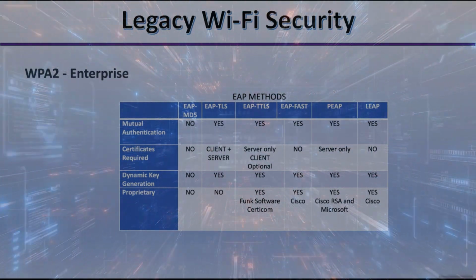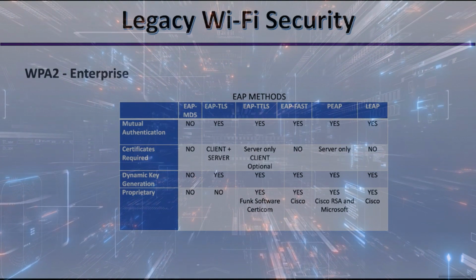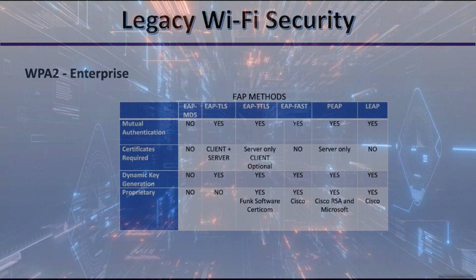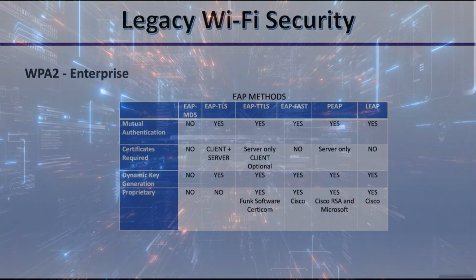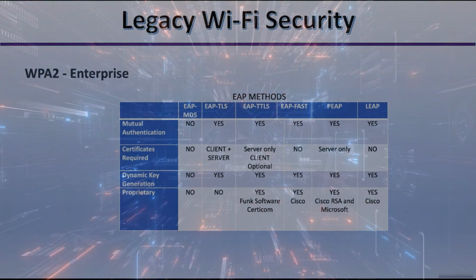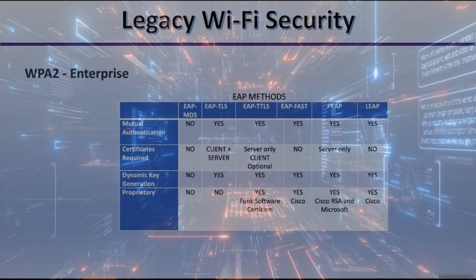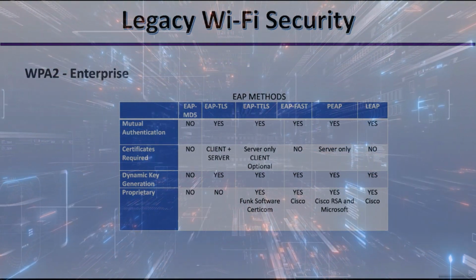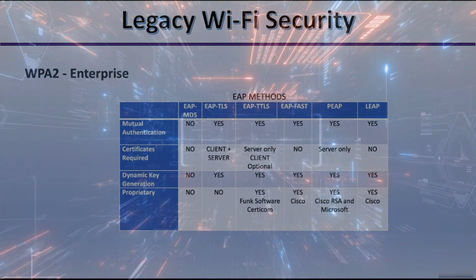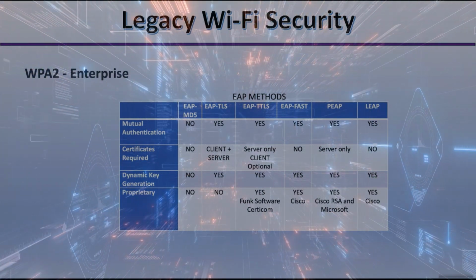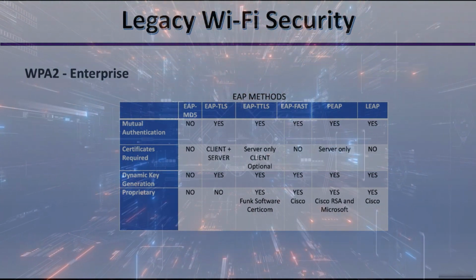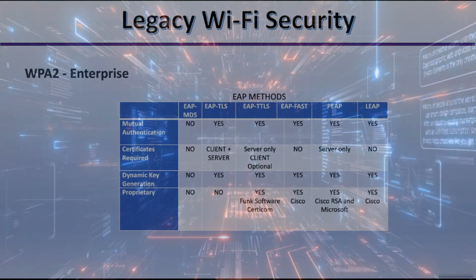Now, during the EAP exchange, not only does the certificate verification take place, but it also triggers the creation of an encrypted tunnel called the Secure Sockets Layer, or SSL, or Transport Layer Security, or TLS. And this tunnel serves as a protective shield, safeguarding sensitive information exchanged during the authentication process, such as the supplicant's username, password, or client certificate.